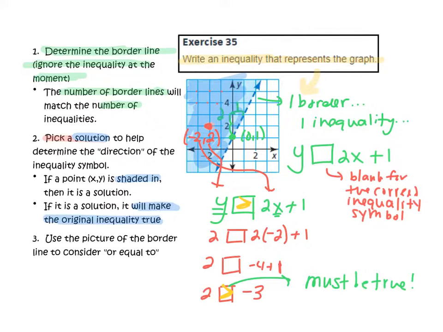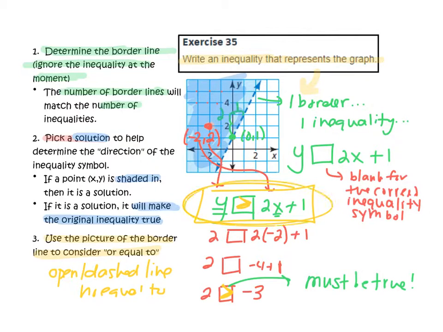Then the last step is just verifying, because how am I supposed to know whether or not to put the equal to? The thing that we need to look at is the picture of the borderline, to consider if we should put the equal to. In this case, since it's an open or dashed line, we do not need the equal to. So our final answer is this. This is the original inequality that was used to make this graph.